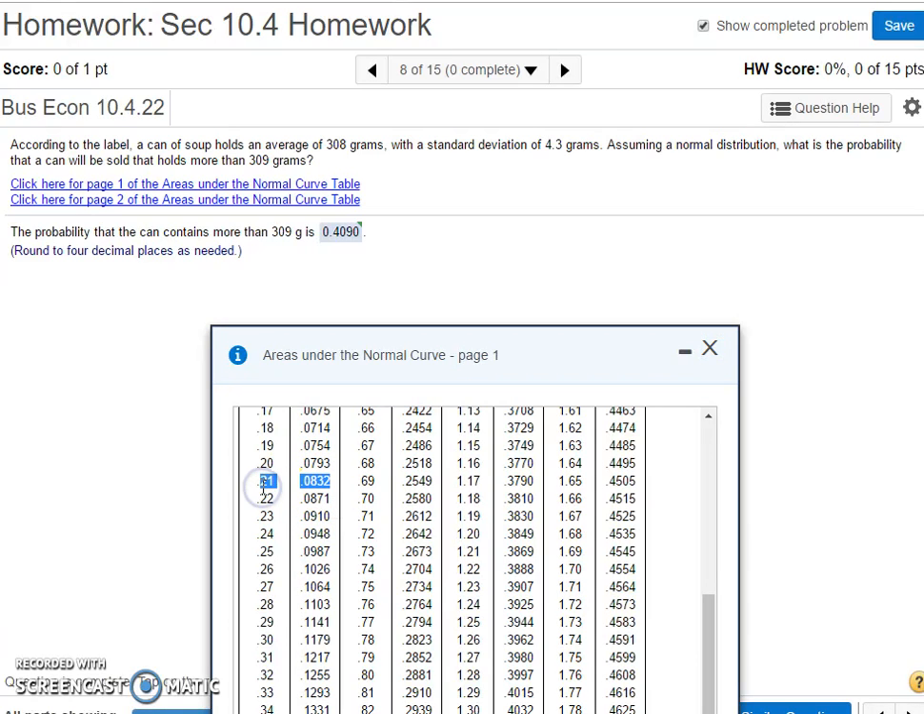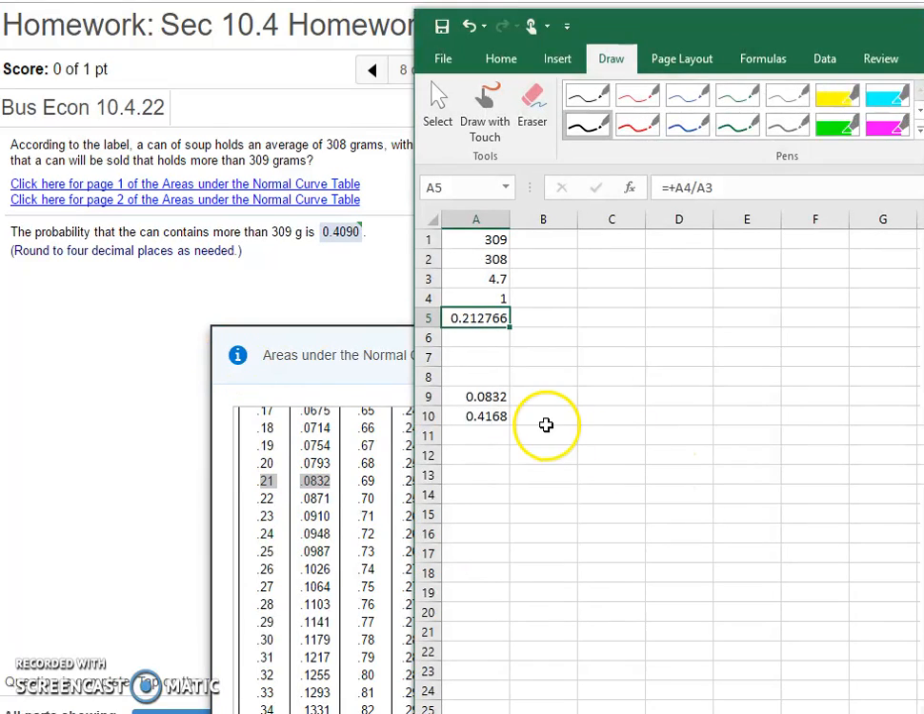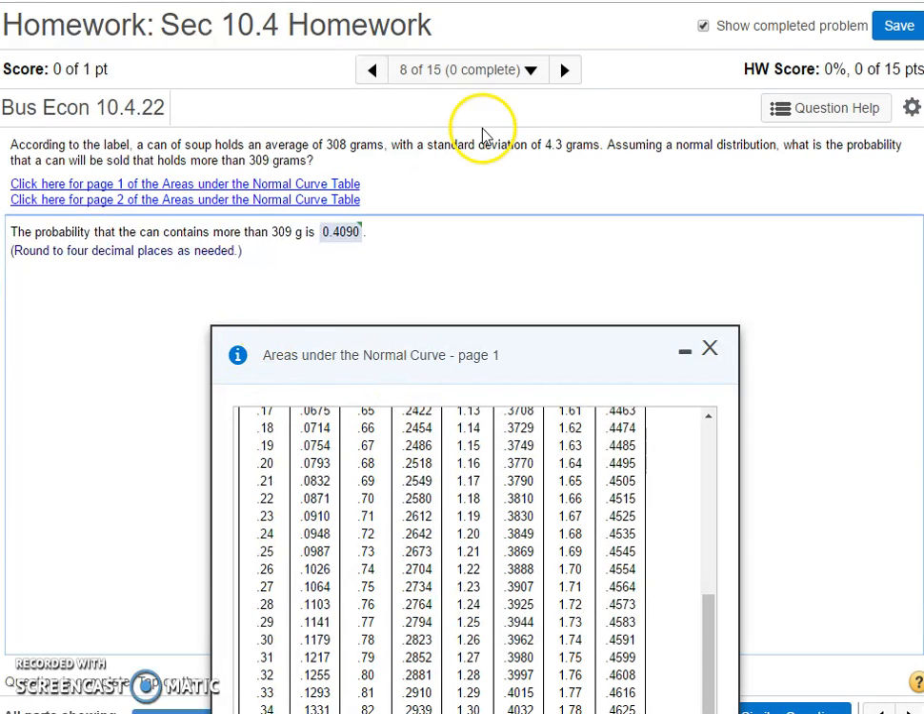Remember, that's the area between the mean and 0.21. They want the area to the left of 0.21. Since this is half of the table, I then need to do what? 0.5, 50% of the table, minus the value I looked up of 0.0832. That's going to get me 0.4168.